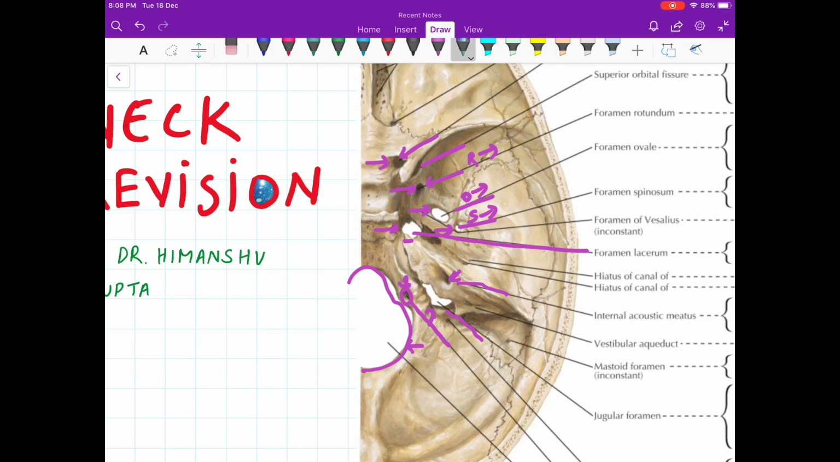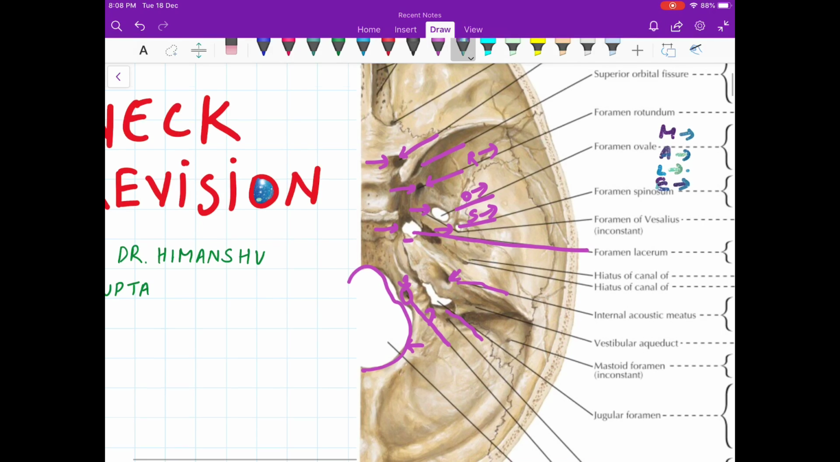Structures passing through foramen ovale, the mnemonic is MALE. Mandibular nerve, accessory meningeal artery, lesser petrosal nerve. E is for emissary veins.